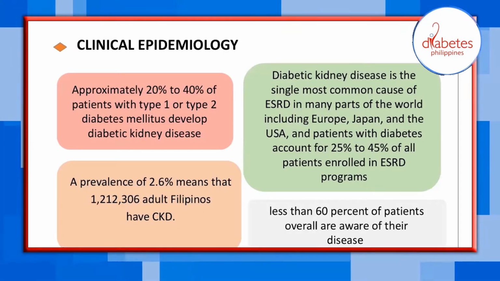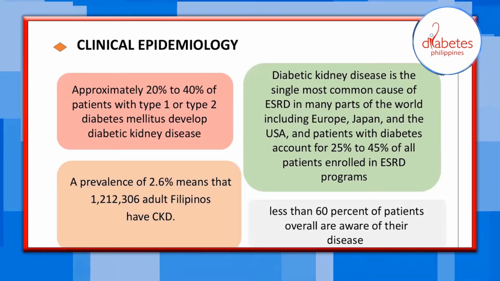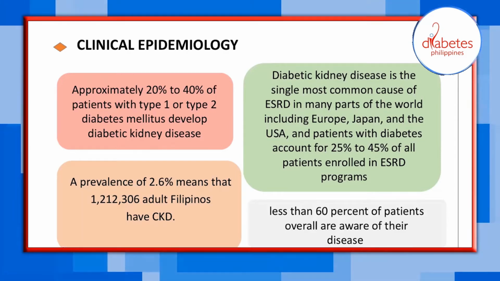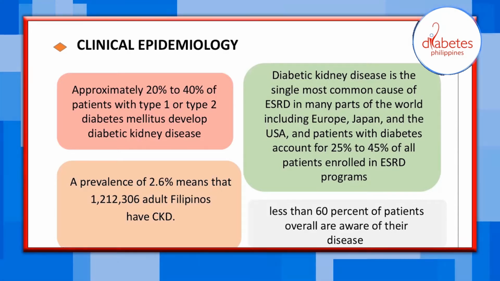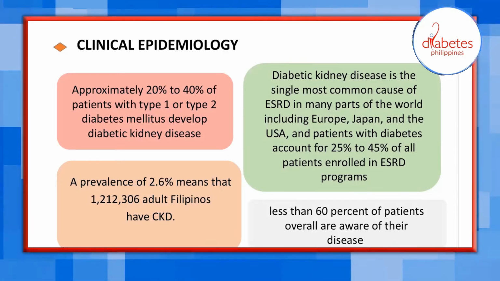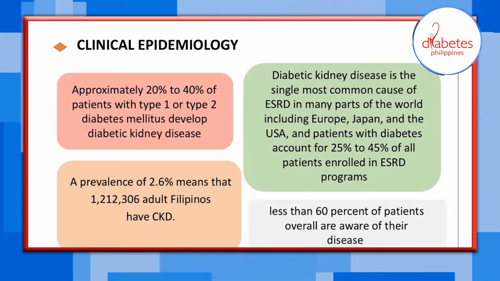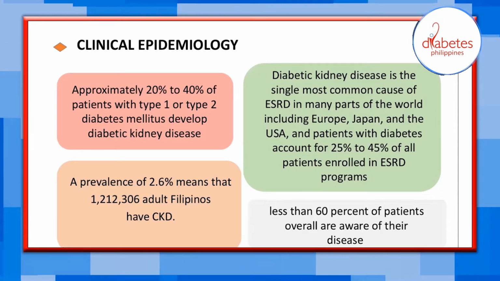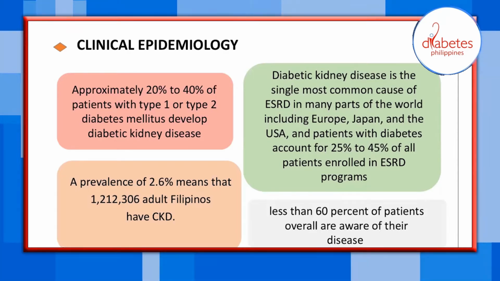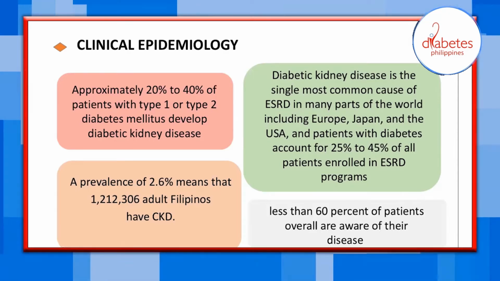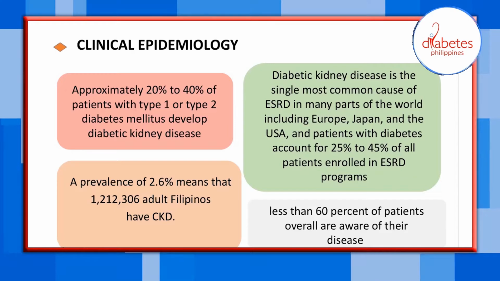Approximately 20 to 40% of patients with type 1 or type 2 diabetes mellitus develop diabetic kidney disease. Diabetic kidney disease is the single most common cause of ESRD in many parts of the world, including Europe, Japan, and the USA. Patients with diabetes account for 25 to 45% of all patients enrolled in ESRD programs. Less than 60% of patients overall are aware of their disease, and with a prevalence of 2.6%, 1.2 million adult Filipinos or more have CKD.